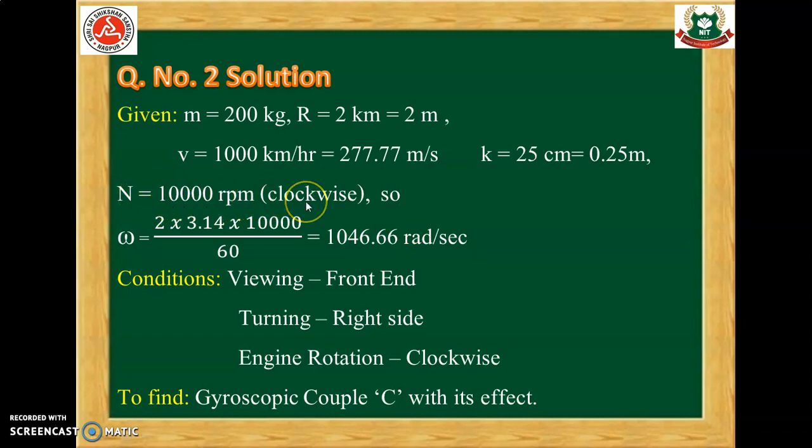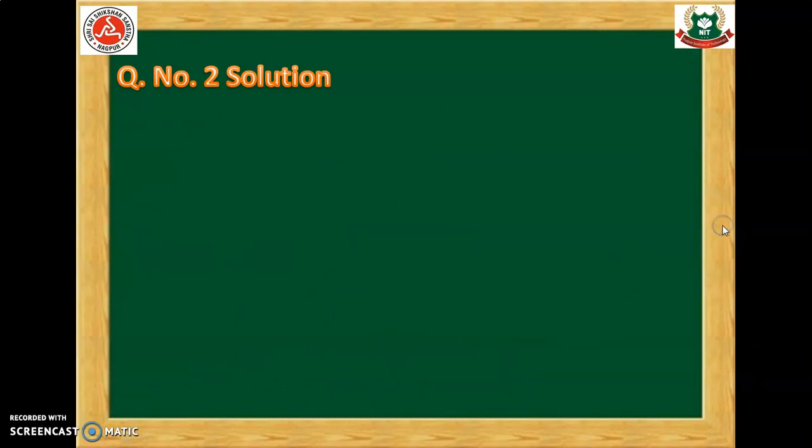The angular velocity n is 10,000 rpm clockwise. So we will convert this angular velocity n in terms of omega, and the formula for that is 2 pi n upon 60, that is 2 into 3.14 into 10,000 divided by 60. So the angular velocity omega comes to be 1046.66 radians per second. Now the three conditions are given. We are viewing the plane from the front end. The turning of the plane is on right side and the engine rotation is clockwise. And we have to find out the gyroscopic couple C with its effect.